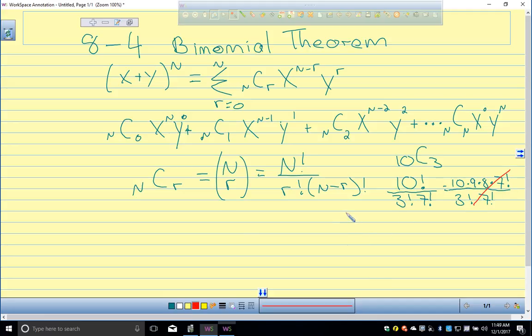So then you have 10, whoops, why did I write 8? 10 times 9 times 8 divided by what? 3 times 2 times 1, which is 6, right? And then you can just divide whatever this number is by 6. 90 divided by 6 is 15, right? 15 times 8 is 120.